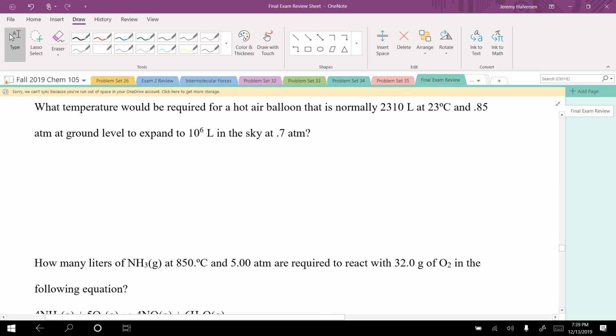All right, ideal gas problem. What temperature would be required for a hot air balloon that is normally that many liters at that temperature and that pressure at ground level to expand to that many liters at that pressure?